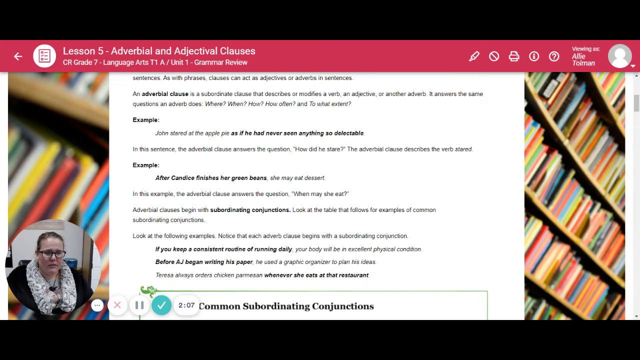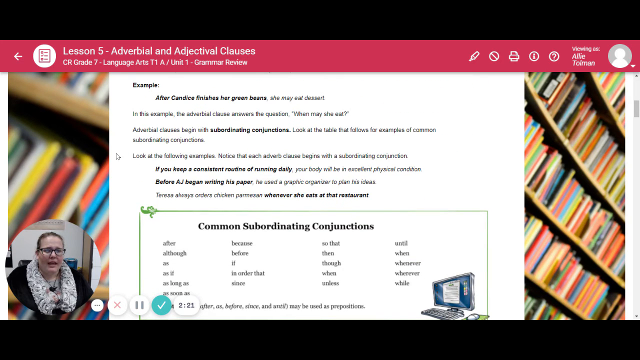Adverbial clauses begin with subordinating conjunctions. Look at the table that follows the examples for common subordinating conjunctions. Look at the two following examples. Notice that each adverb clause begins with a subordinating conjunction. If you keep a consistent routine of running daily, your body will be in excellent physical condition. Before AJ began writing his paper, he used a graphic organizer to plan his ideas. Teresa always orders chicken parmesan whenever she eats at a restaurant.